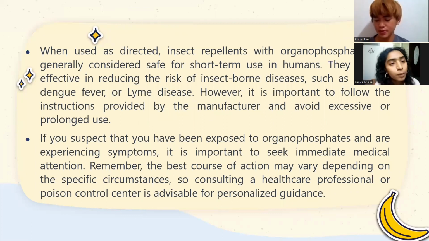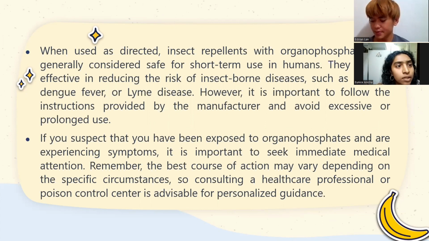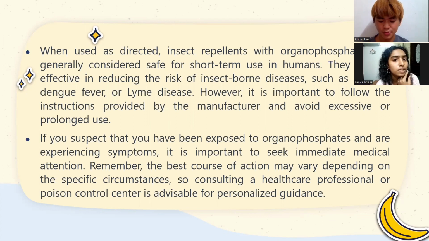And this is how we can make better use of insect repellent without harming yourself. When used as directed, insect repellents with organophosphates are generally considered safe for short-term use in humans. They can be effective in reducing the risk of diseases such as malaria, dengue fever, or Lyme disease. However, it is important to follow the instructions provided by the manufacturer, like what Islan mentioned before. It is one of our prevention methods, and it can also avoid excessive or prolonged use.